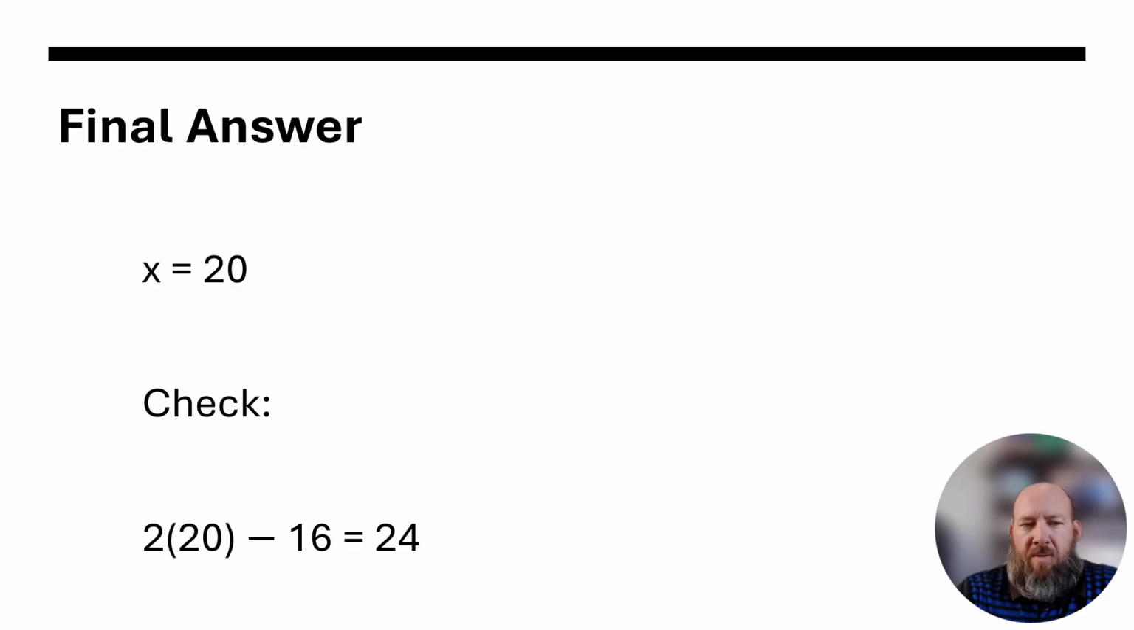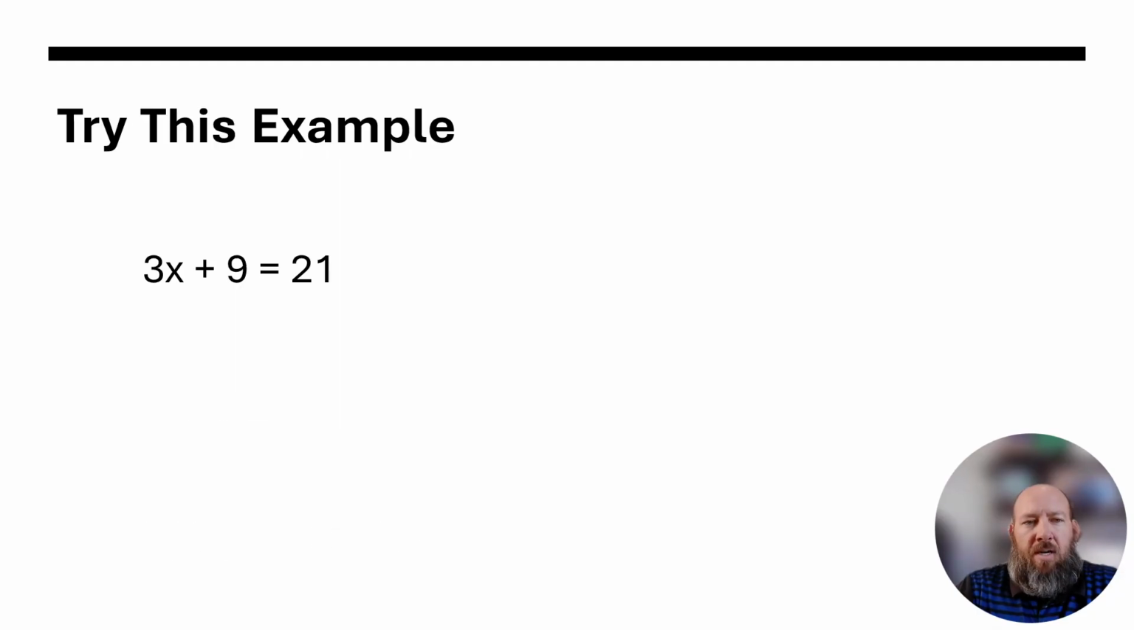Now the fun thing to make sure that you're right, you can always check in algebra. You insert your answer back into where the variable was. So you replace the x with 20 and then you do all the mathematical functions and see if you're correct. And so 2 times 20 equals 40 minus 16 equals 24. And that is correct. So we know we did the problem correctly.